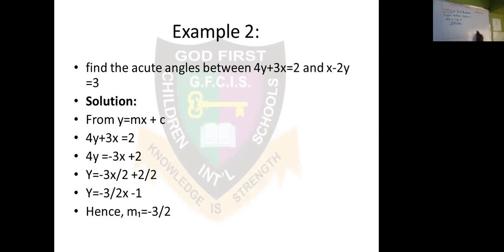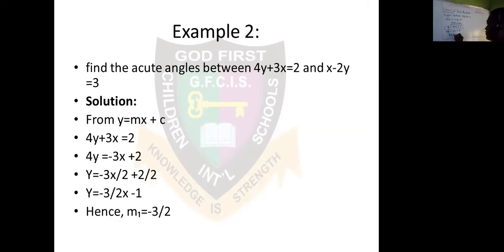So in this particular question, we are going to use what we call gradient intercept form. So our gradient intercept form formula is y equal to mx plus c. So you compare whatsoever has been given to you. Let's try the first one, 4y plus 3x is equal to 2. In this equation, y is made the subject of the formula. So any question given to you in this format, make sure that y is the subject of the formula.